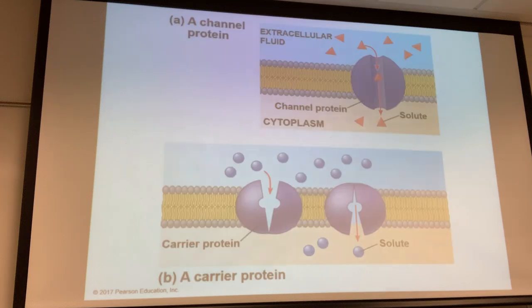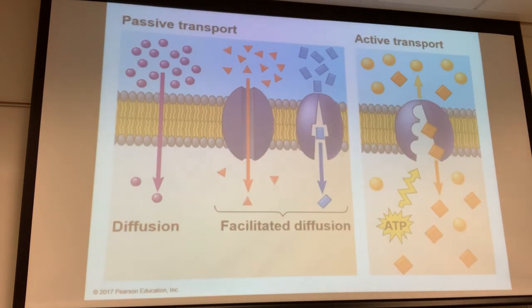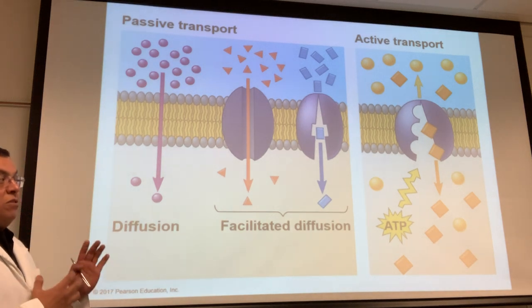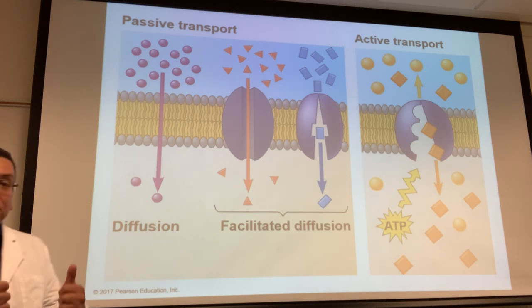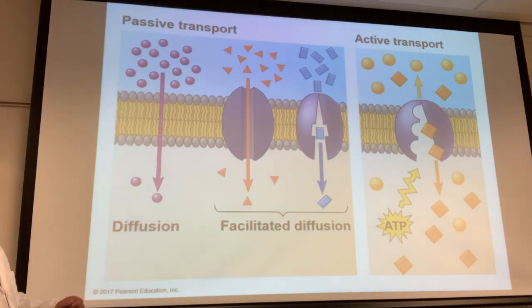The go-to slide for me, at least, is this slide right here. This is the go-to slide. It tells you the different kinds of transports. I'm going to use this slide as a summary slide to describe everything that has to do with diffusion here. So if you understand this slide, you are A-okay with this topic, all right? So let's go through it.